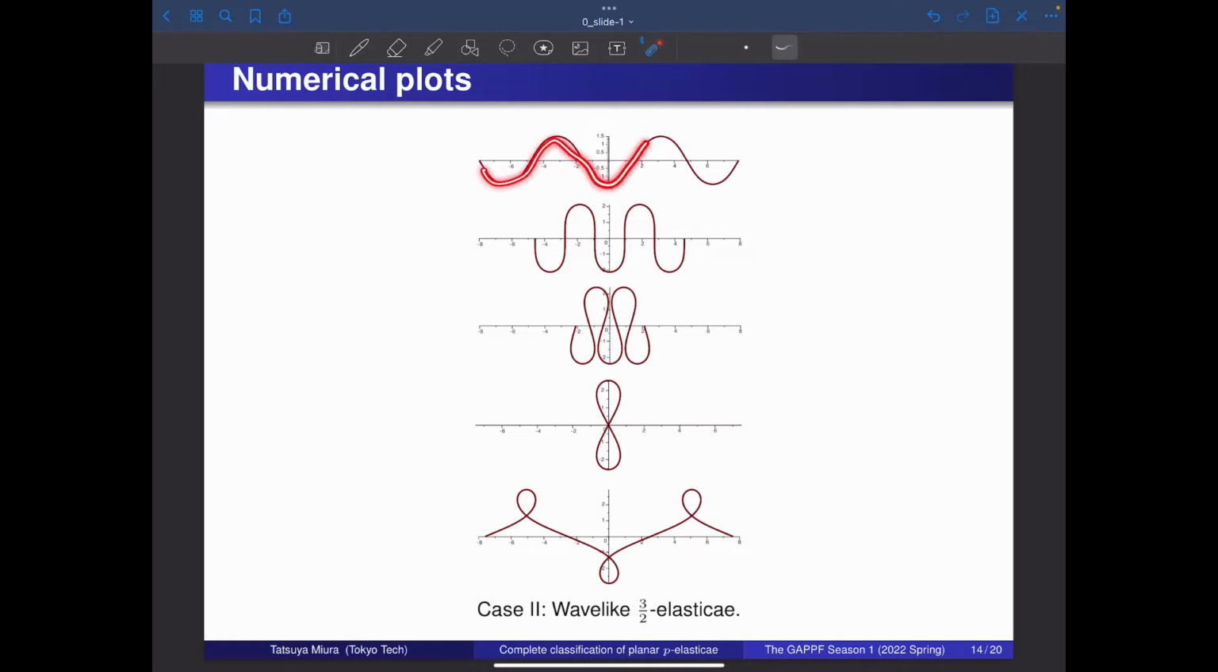And here you can see some graphical periodic curve. And if we change the parameter, then the curve deforms into non-graphical shapes. And at one point, you can see some closed curve. And then the curve looks like some kind of periodic loop structure. So we have this kind of wave-like family. And this is actually also the same as the classical elastica case.